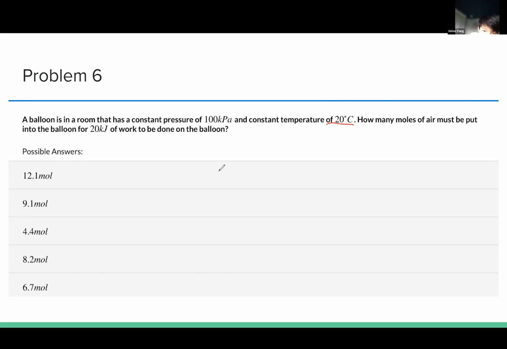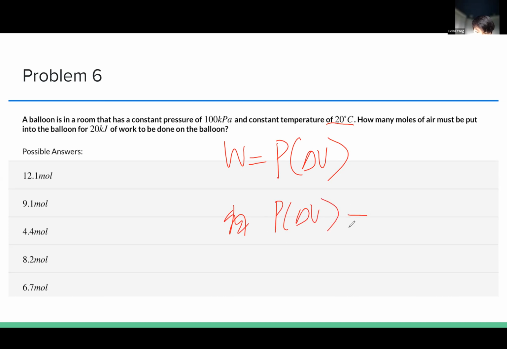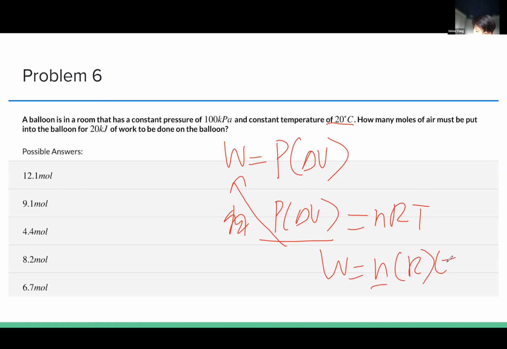So work is equal to the pressure times the change in volume. I'm using the equation P times delta V is equal to nRT. You know that this part is the same as work, so work is equal to the number of moles times R times T. And we're trying to find the moles of air. So n is equal to the work divided by R times T.